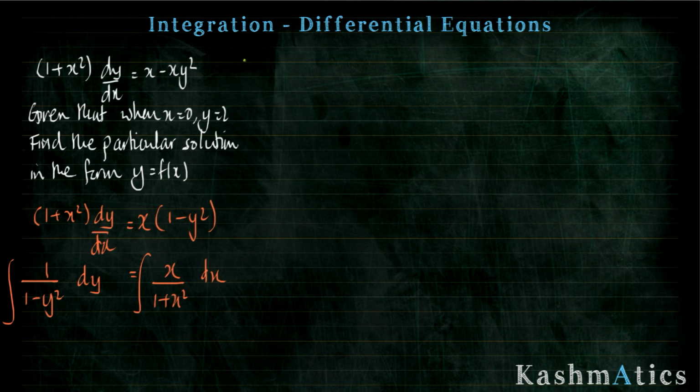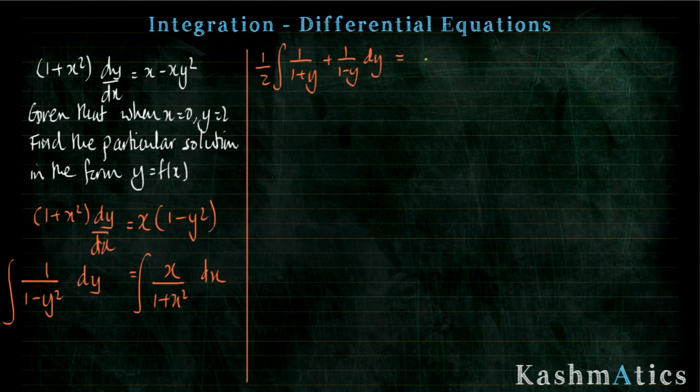So once you've split up the left hand side using partial fractions, what you end up with is 1/2 times the integral of 1 over 1 plus y add 1 over 1 take away y dy, and the right hand side just stays as it is, x over 1 plus x squared dx. So I can integrate all of this now. If you're wondering where this half comes from, remember you split this up into 1 over 1 plus y multiplied by 1 minus y, so it's a over 1 plus y plus b over 1 minus y, and a and b both end up being a half, and I can take the half outside of the integral to make the fraction a little bit easier to deal with.